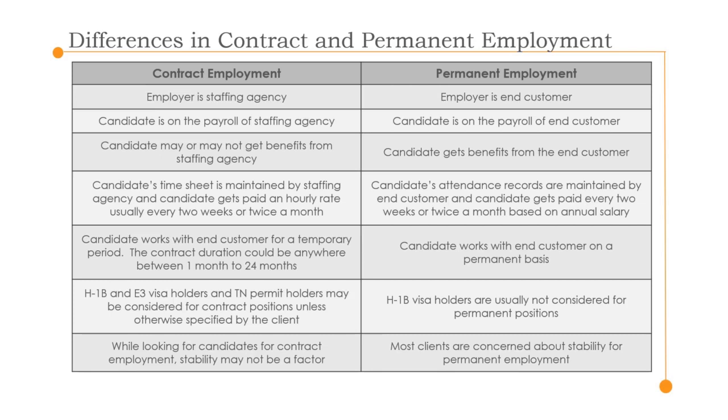In permanent employment, end customers usually look for permanent residents. Therefore, H-1B visa holders, E-3 visa holders, and TN permit holders are usually not considered for permanent positions because these positions tend to be long-term, and people staying in the country on a temporary basis are not staying in the country on a long-term basis.